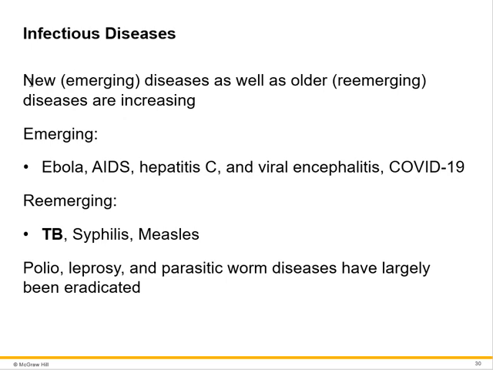So infectious diseases are considered new or emerging, as well as older, re-emerging. The emerging diseases are ones that have come about in the last 30 or 40 years, like Ebola, AIDS, hepatitis C, viral encephalitis, and now we have to add COVID-19 to this. Re-emerging diseases like TB, syphilis, measles. Even though it says measles is down since 2015, we have seen outbreaks of measles because people are not getting vaccinated.